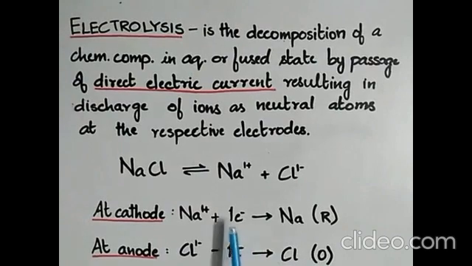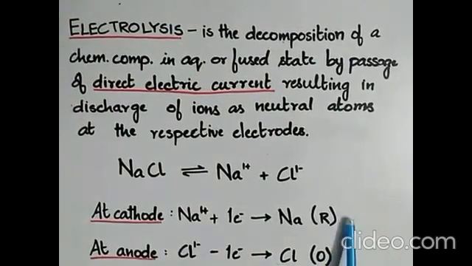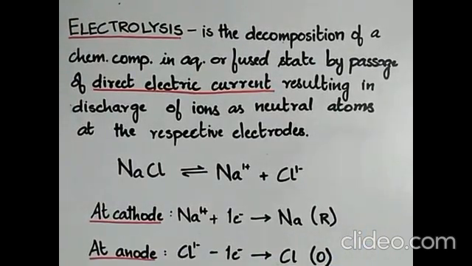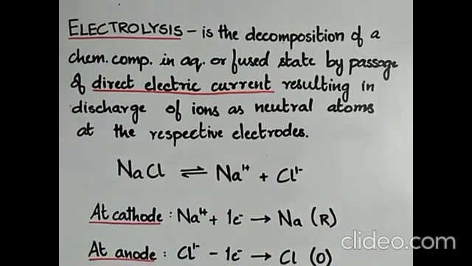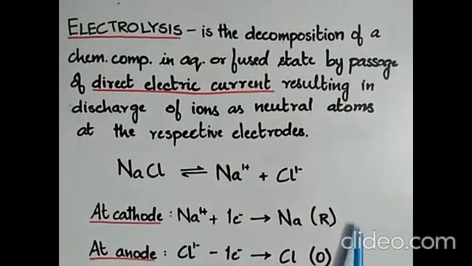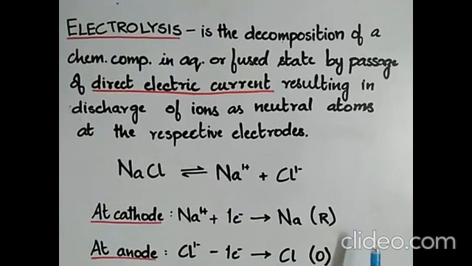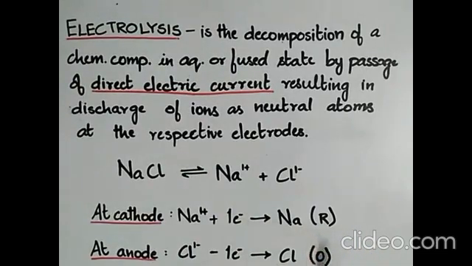So there is gain of electron, that's reduction at cathode, and there is loss of electron at anode, and that is oxidation. So reduction and oxidation take place simultaneously. Therefore electrolysis is an oxidation reduction reaction, that is a redox reaction.